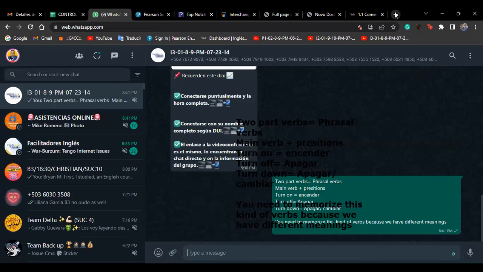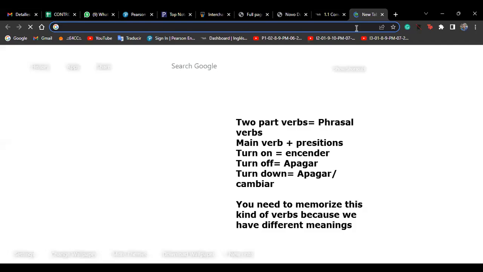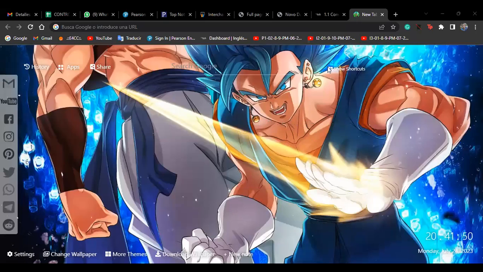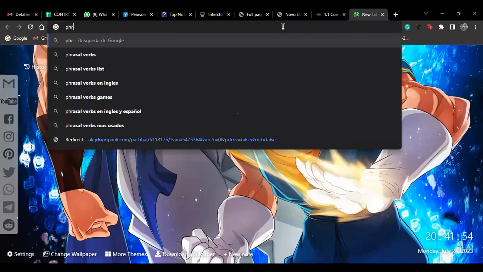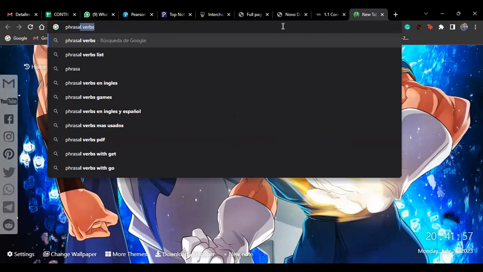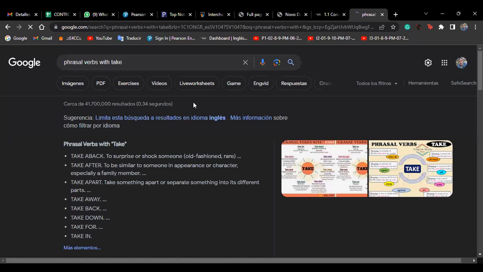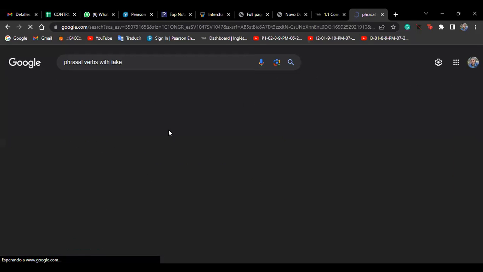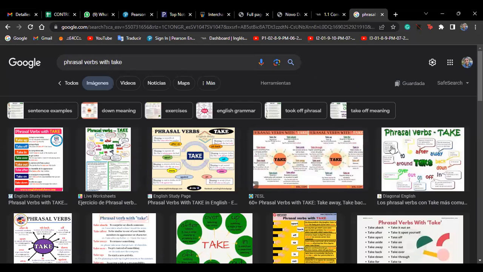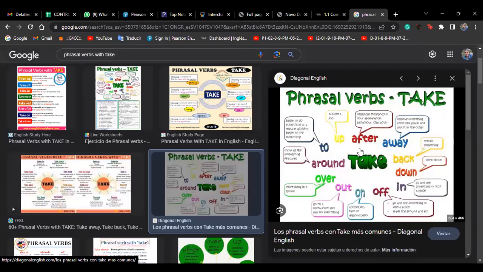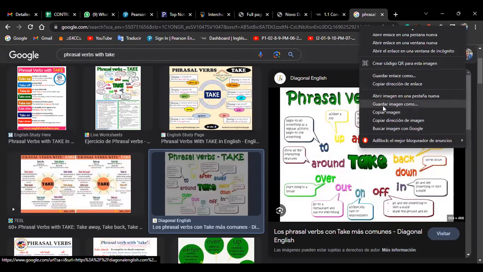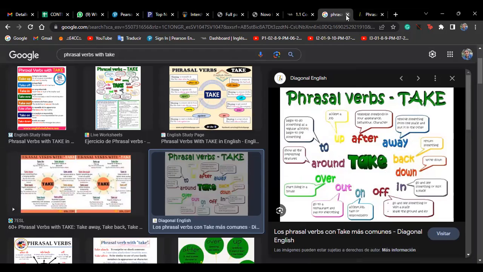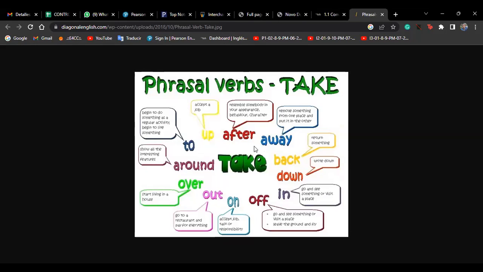So right now, let me give you an example of a phrasal verb that has a lot of different meanings. For example, over here, let me go with phrasal verbs with, for example, take. We're going to use take because it's one of the common ones. And we are going to take this one because this picture is really good. So let me open the picture.